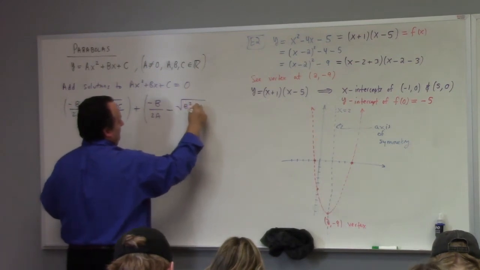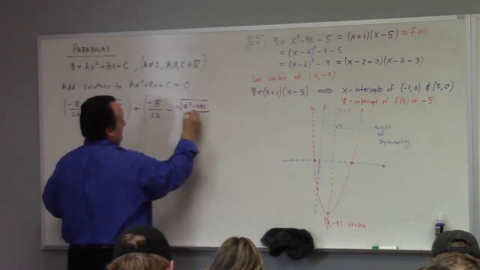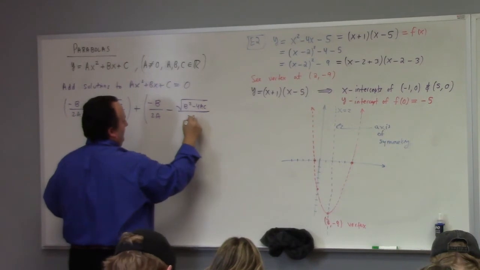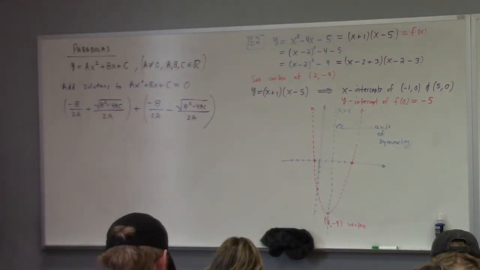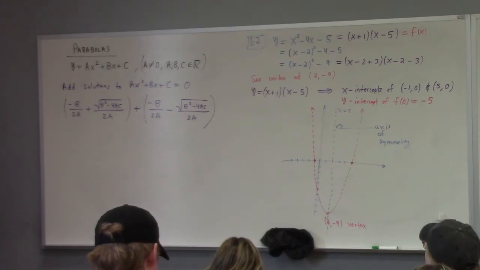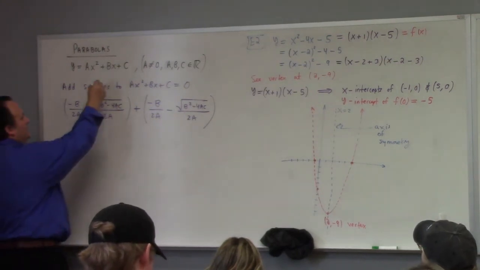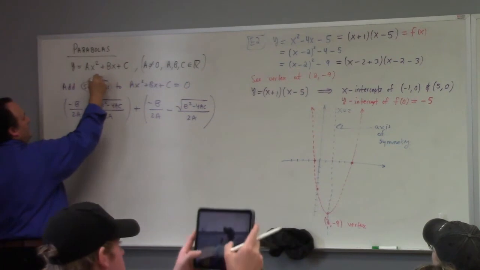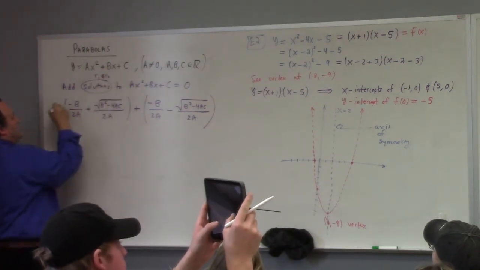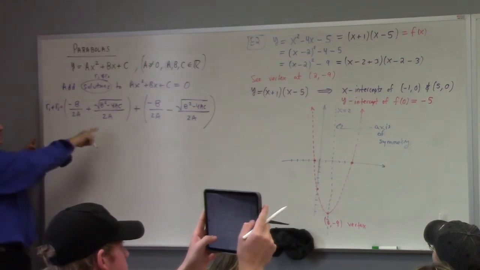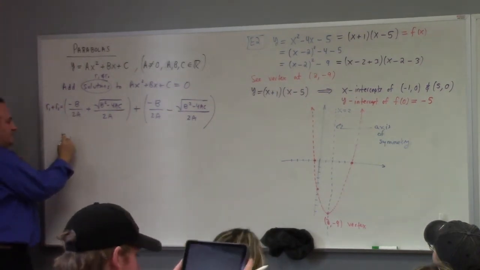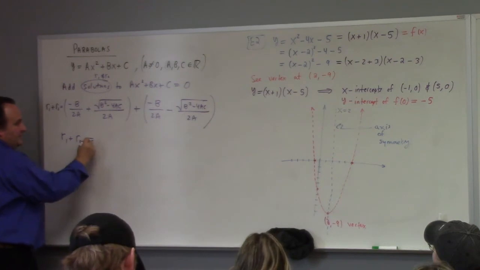What happens? See what happens when we add the solutions? Let me call these solutions R1 and R2. Okay, so what's root 1 plus root 2? Is this, right? So root 1 plus root 2 is what?